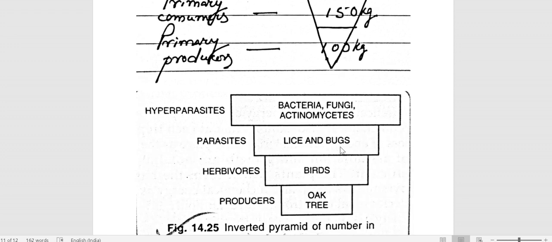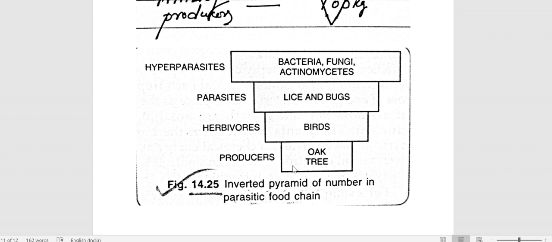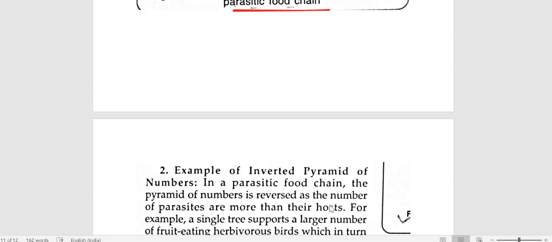If we look at the examples, we get the producers, the oak tree, and herbivores, the birds, parasites, lice and bugs, and hyperparasites, bacteria, fungi, and actinomycetes. So it is actually forming a pyramid, which is the inverted pyramid of numbers in a parasitic food chain.